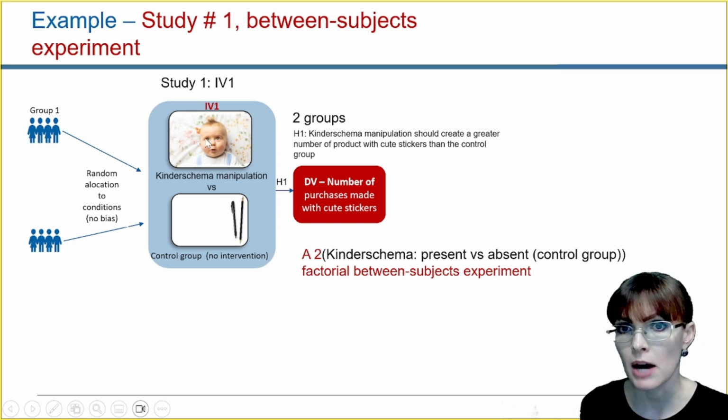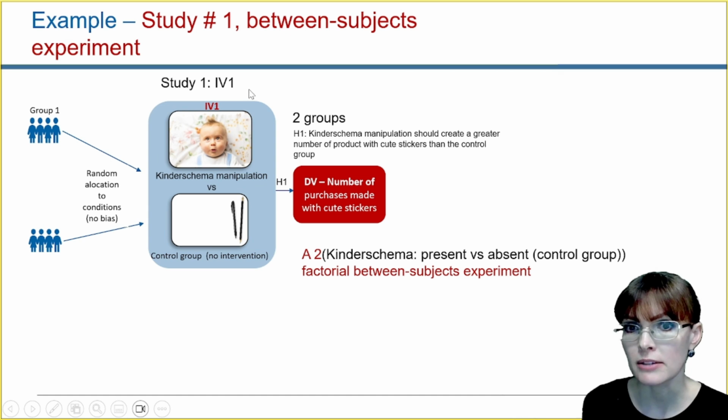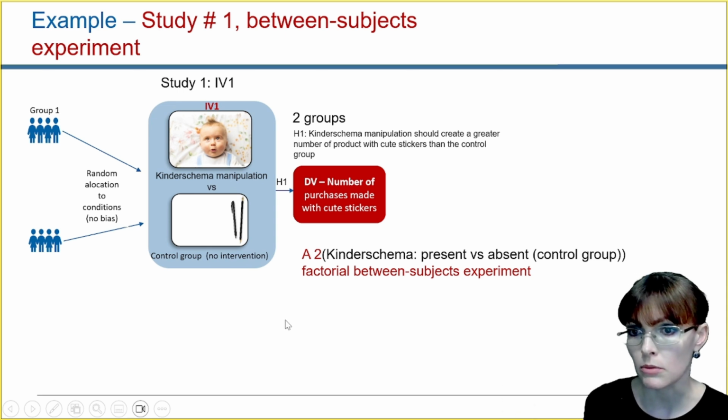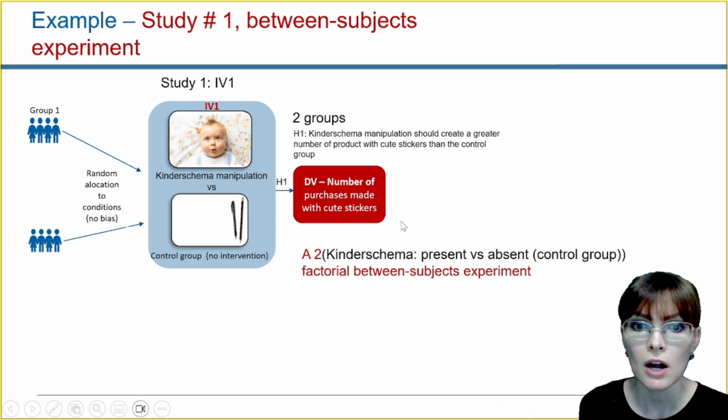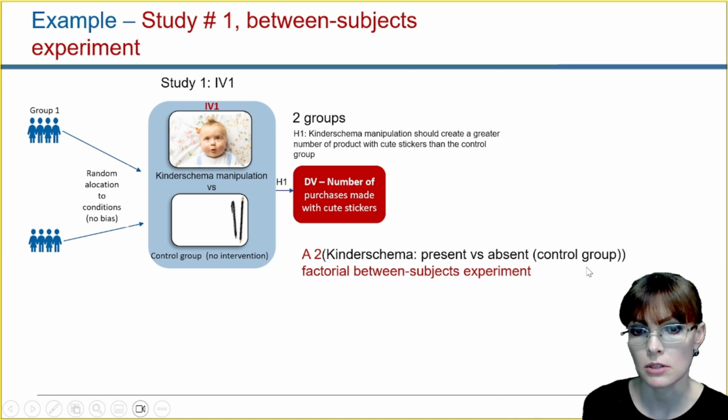In this case, we have a one factorial design. One factor is actually kinder schema manipulation, yes or no, and this is how we would write it up. We have a two kinder schema present versus absent, which is our control group, factorial between subjects design.